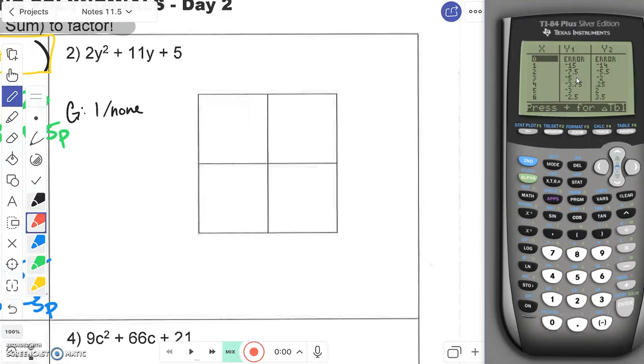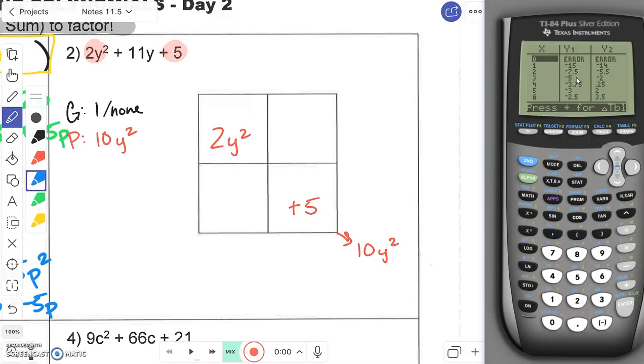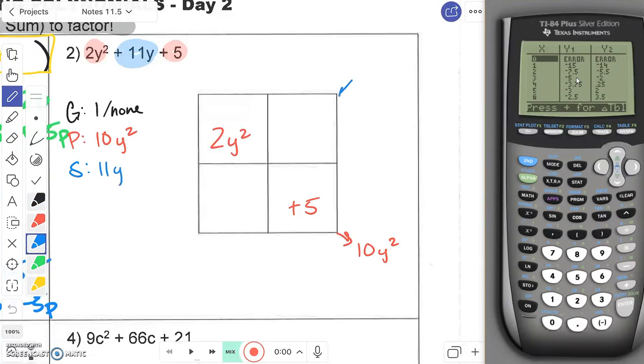Okay, so then I want my product, which is A and C multiplied together. So I'll put those in the box. 2y squared times positive 5 gives me 10y squared. Okay, and then my sum is that middle number, that b value, so 11y. So I'm going to figure out what two numbers multiply to be 10y squared, but add to be 11y.